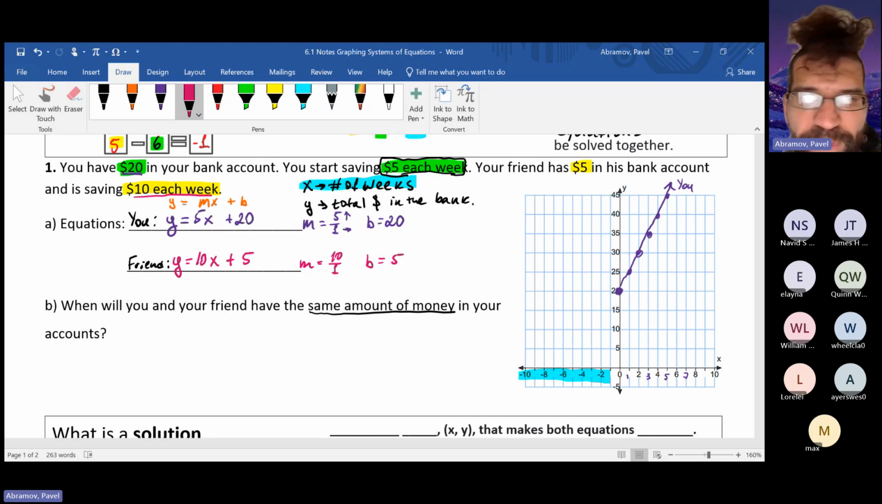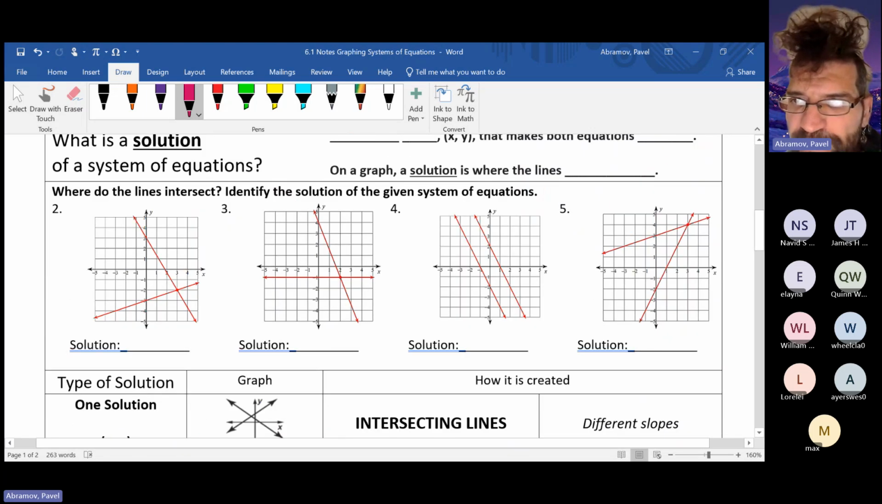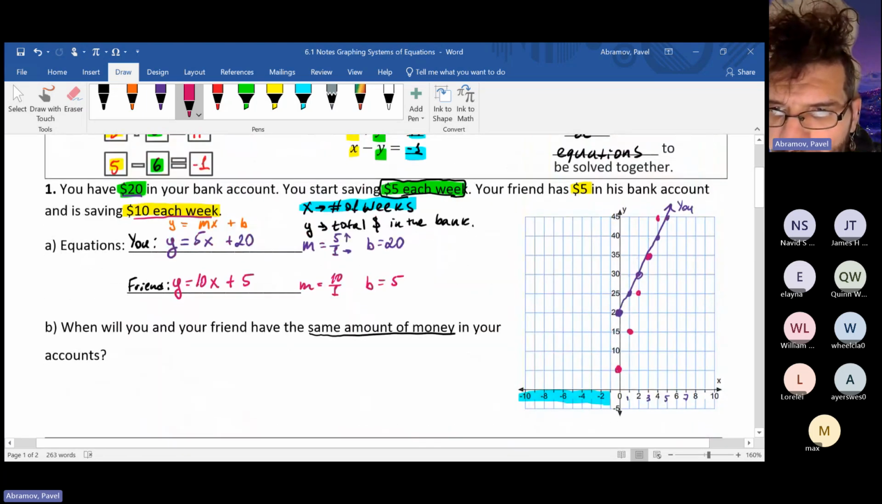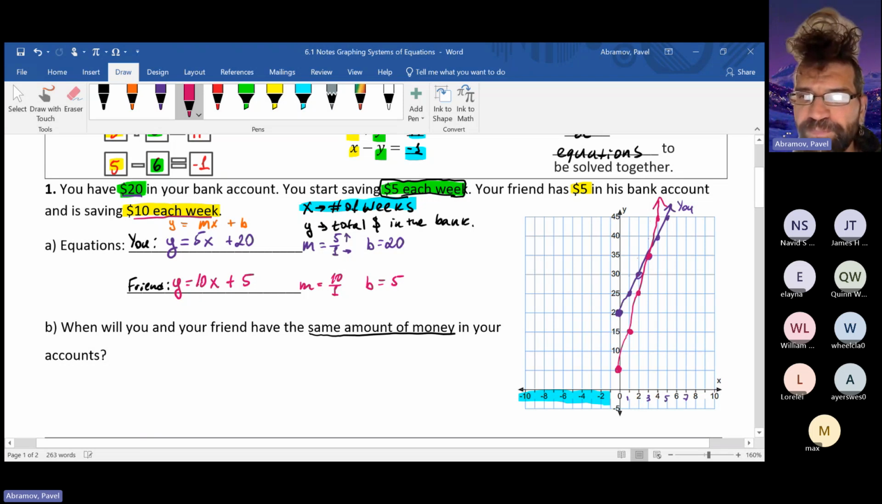Then for your friend, we're starting at 5, and then we go up 10. So please remember, each space is 5, so this is 5 and then 10, so we're going to 15 and over 1. Then we're going once again 5, 10 over 1, and then we continue 5, 10 over 1. So we have all of these points, and we're drawing the line through these points.